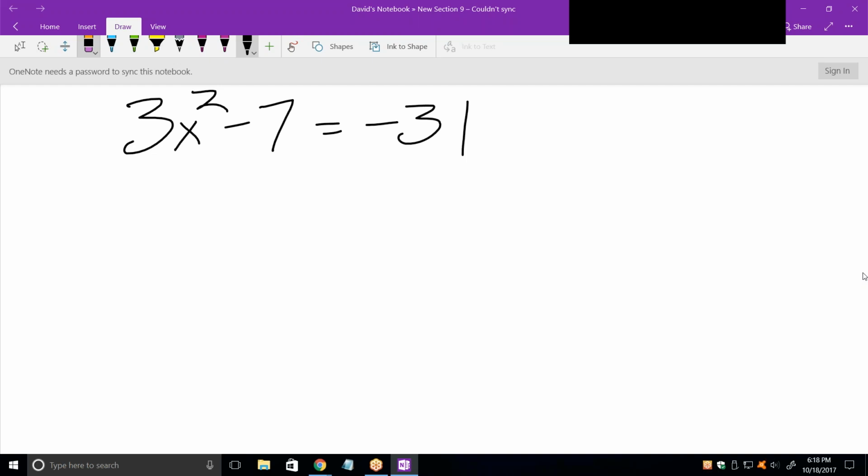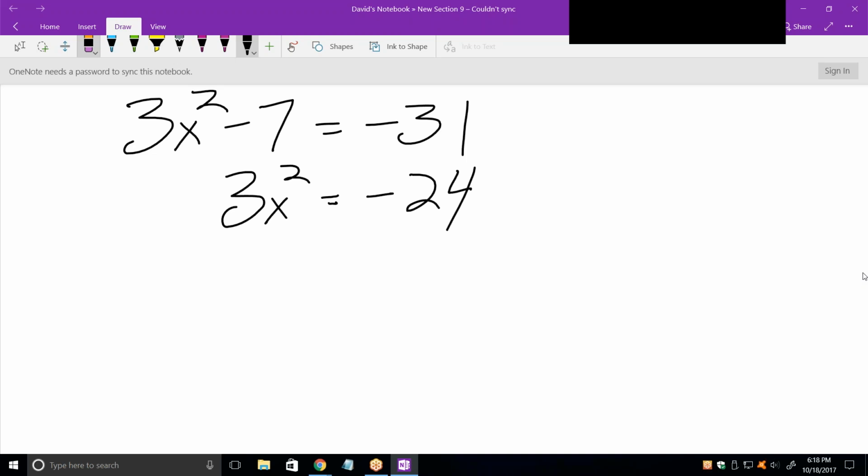So it'd be 3x squared equals negative 24. Okay, next line. And then would I divide by 3?